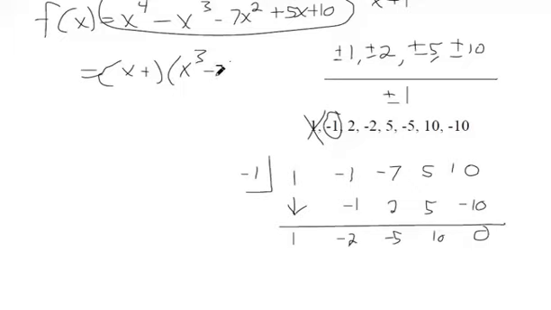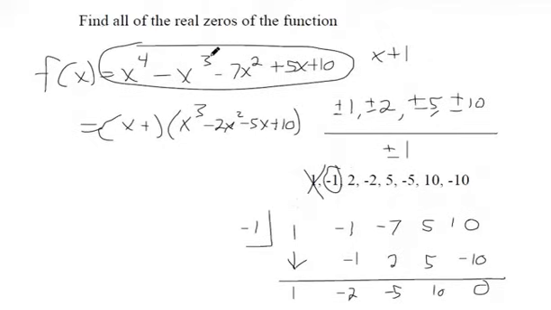Sorry, it's x to the third minus 2x squared minus 5x plus 10. That's what goes in this parentheses. And the reason is because I divided this by x plus 1, and this is my result. If you were to multiply these two together, it'd turn back into this. Money back guaranteed. Unless, I guess, I could have screwed up.